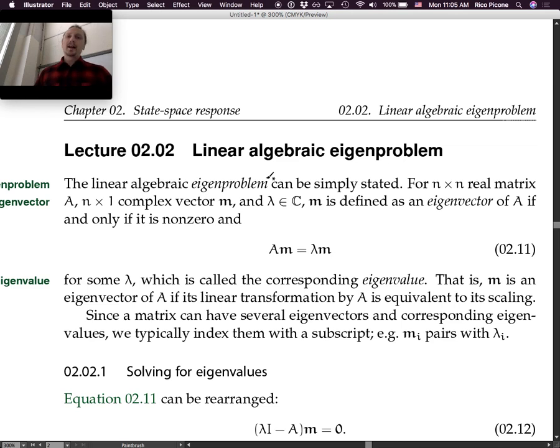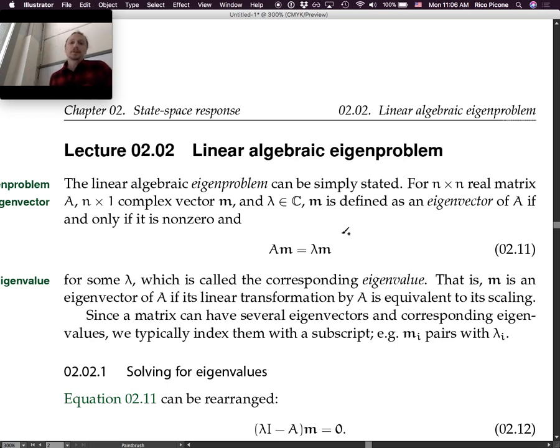So the linear algebraic eigenproblem is for an n by n real matrix A, an n by 1 complex vector M, and lambda, a complex number. M is defined as an eigenvector if and only if it is non-zero, and if you left multiply M by the matrix A, and if you scale M by a factor lambda, then they're equal to each other for some specific lambda. And if there is such a lambda that gives you that equality, then it's called an eigenvalue.